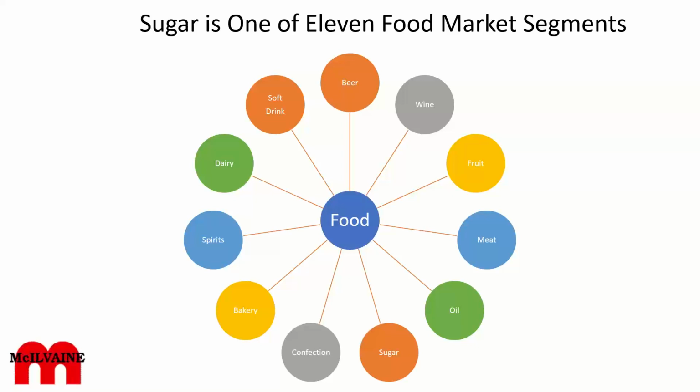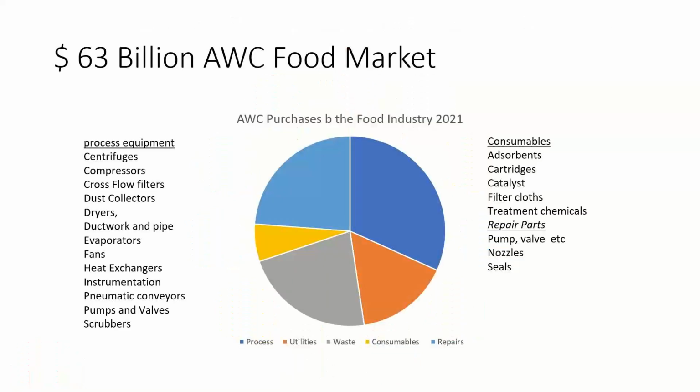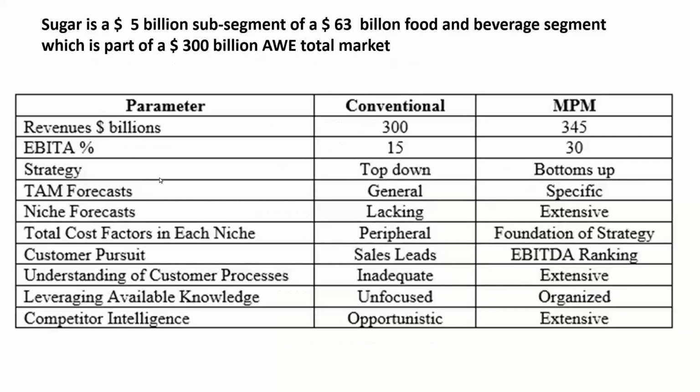So we'll be looking at a lot of the subsegments in sugar, but each one of these has a number of subsegments, each of which has different cost of ownership factors. And we're talking again here: centrifuges, compressors, cross-flow filters, dust collectors, dryers, ductwork, evaporators, fans, heat exchangers, instrumentation, which would include guide, control, and then measurement, pneumatic conveyors, pumps, valves, and scrubbers, and then consumables, cartridges, catalysts, filter cloths, treatment chemicals, pump and valve repair parts, but also nozzles and seals.